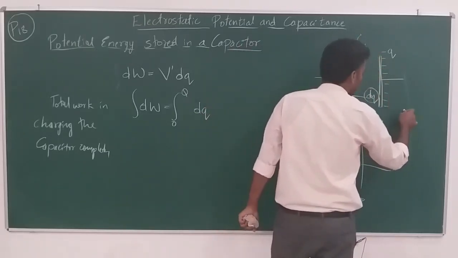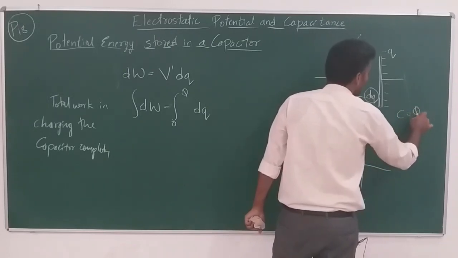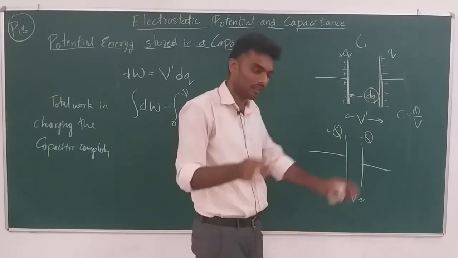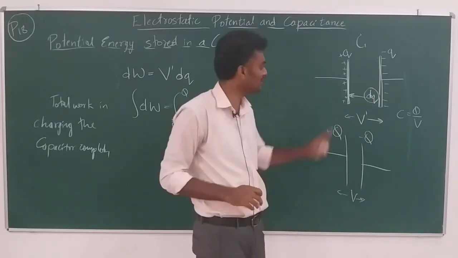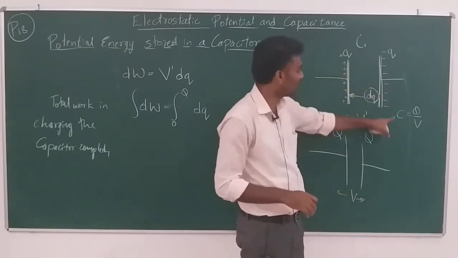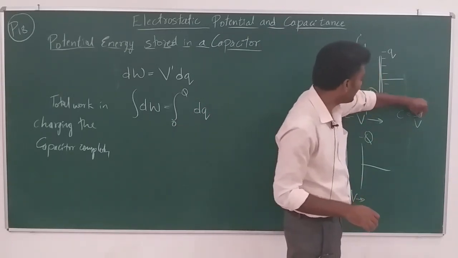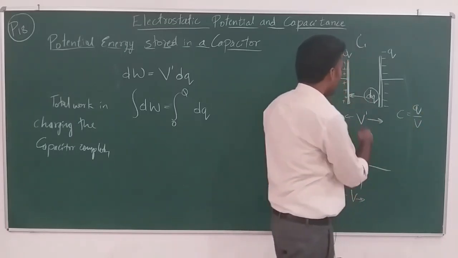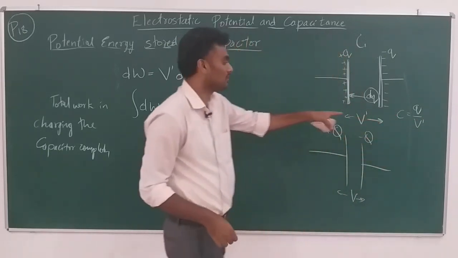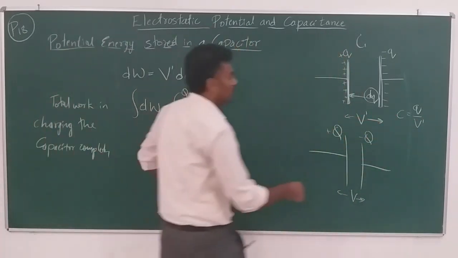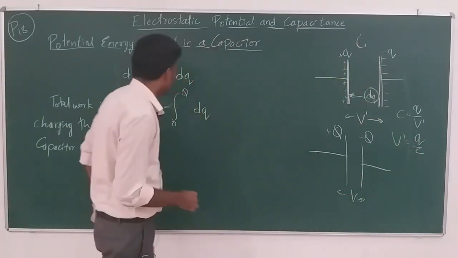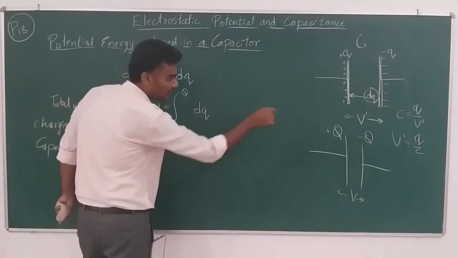So the regular expression is C equals Q by V. Here the C remains the same, capacitance will not change. It's the physical conditions which can change the capacitance. We are not changing the physical conditions, so the capacitance C remains the same, but the charge stored in this situation is small q, and the potential difference developed in this present situation is V'. So I can write V' equals q by C, right? Let me substitute V' as q by C.